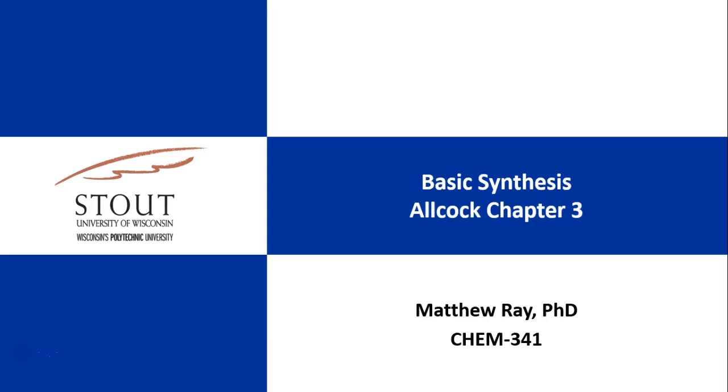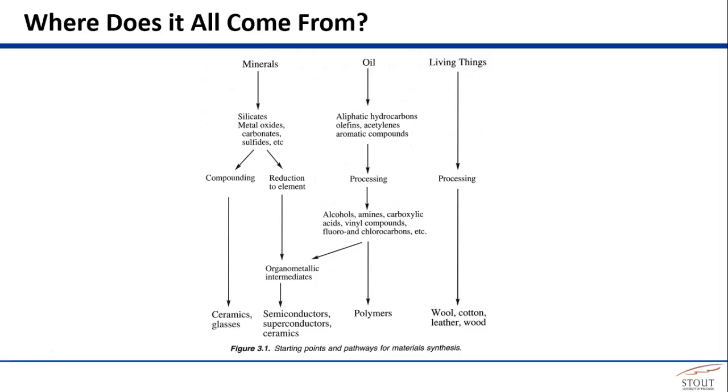It's kind of hard to come up with a name for this section. It's loosely based on Chapter 3 of the Alcott text. That will give you the relevant overarching background information. But really, I want to summarize this chapter with the question: where does it all come from? Where does it all come from?